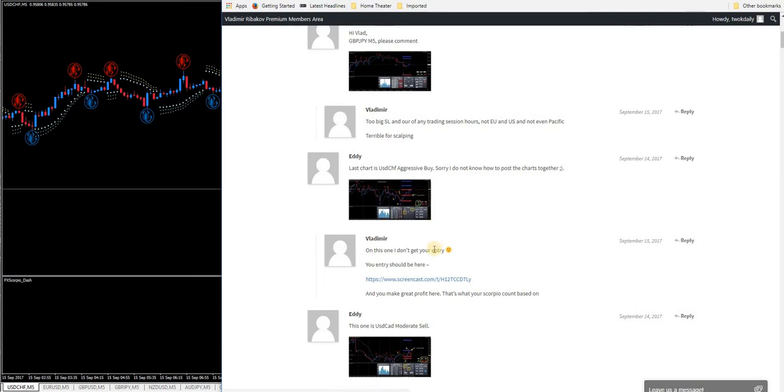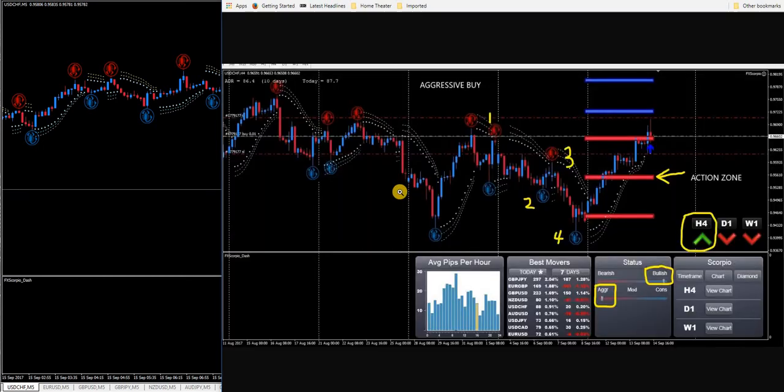All right, last chart on USD Swiss franc, aggressive buy. On this one, I don't get your entry. Your entry should be here, and you make great profit here. Let's see where he got in at.